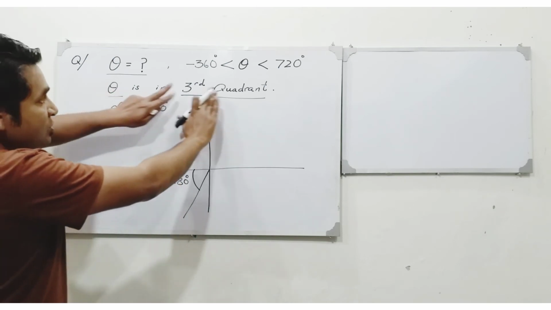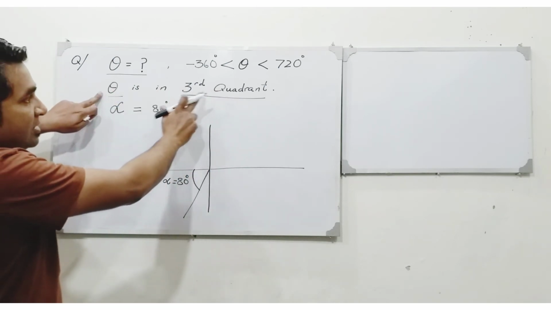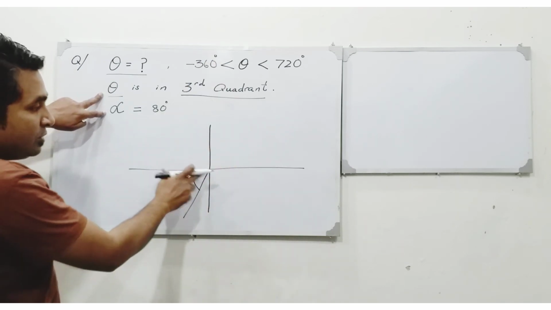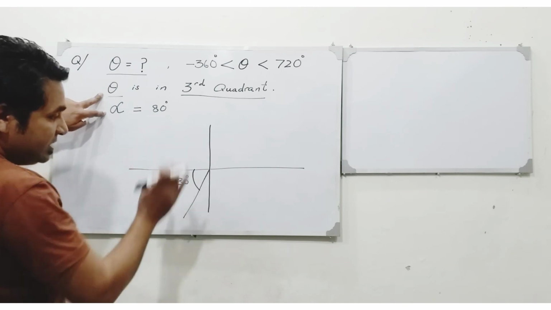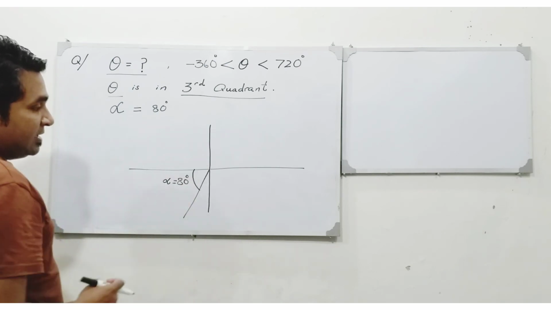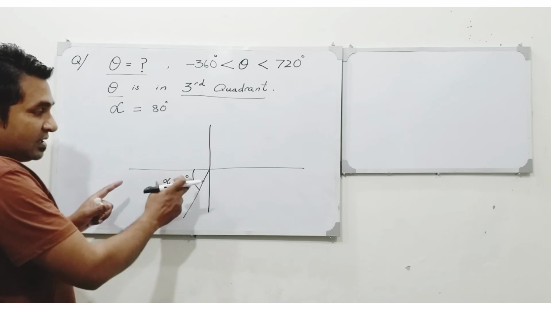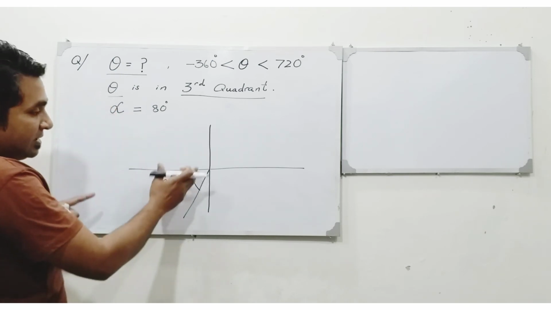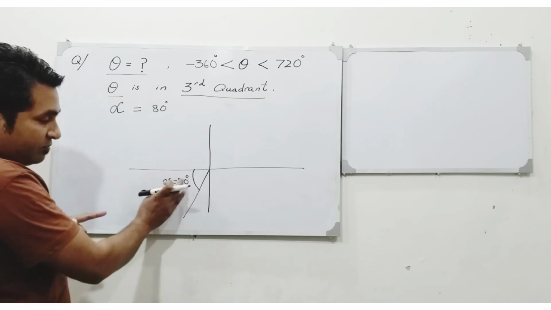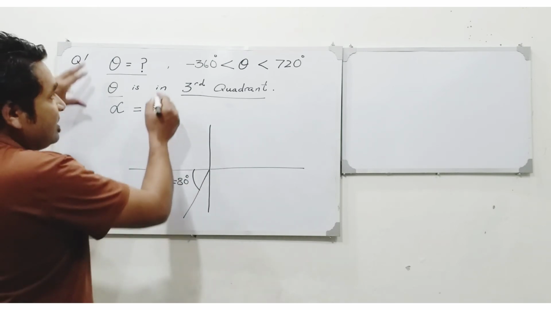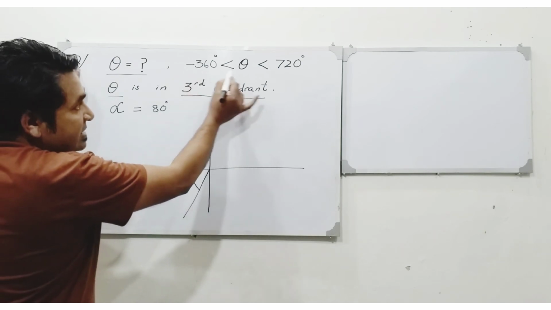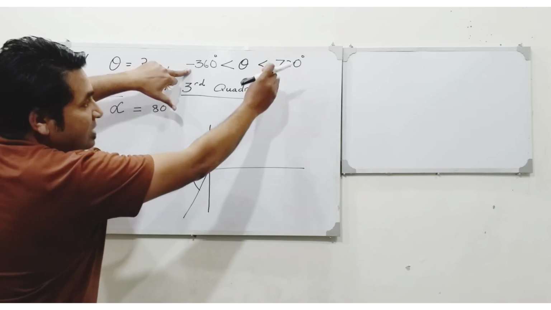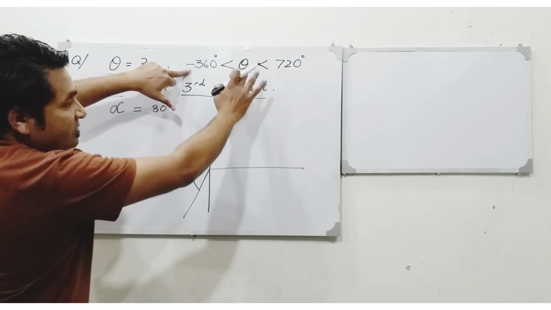But if this condition is not given, if theta in third quadrant is not given, then we will draw, as we usually do, in all four quadrants, the angle of 80 degrees or the basic angle with x-axis. So now it is fixed. Now we will find the values of this angle theta with the help of this basic angle. Now look, it is minus 360 degrees. From minus 360 degrees till 720, all the values of theta which come in this range we are supposed to find out.